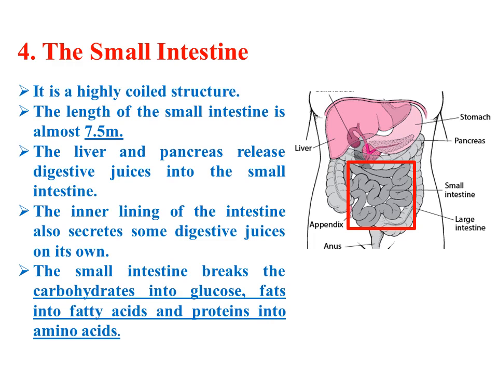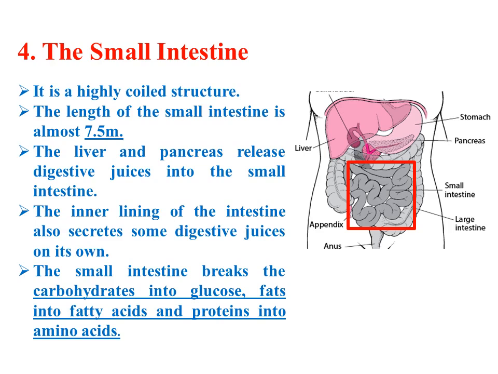This is a highly coiled organ of 7.5 meters length. So the length is 7.5 meters and it receives secretion from the liver and pancreas. As the liver and pancreas release digestive juices into the small intestine, it receives secretion from the liver and pancreas. And the inner lining of the intestine also secretes some digestive juices on its own.